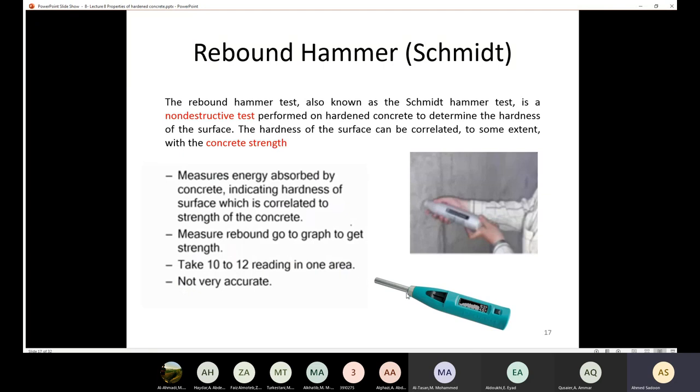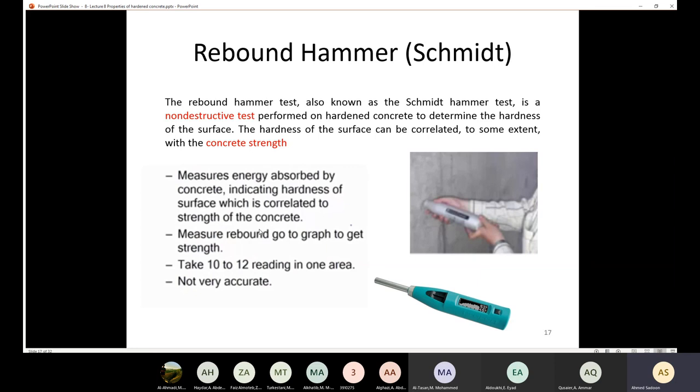So the device mainly determines the hardness of the surface, and the hardness of the surface could be related to the compressive strength of the concrete. This device measures the energy absorbed by the concrete, which indicates the hardness of the surface, which is correlated to the strength of the concrete.